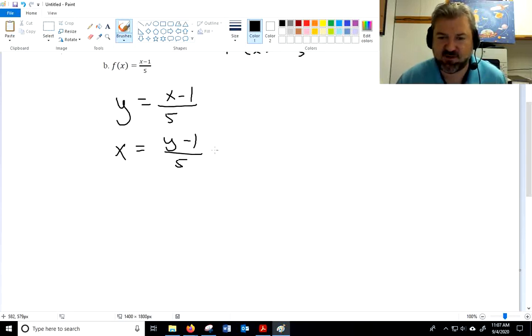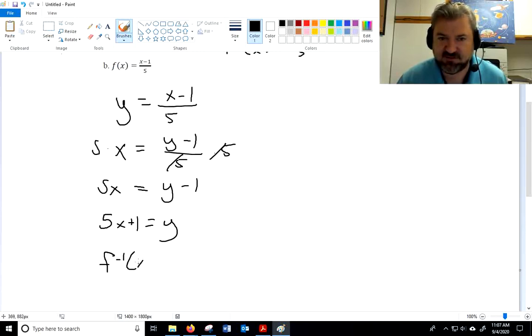But I need to solve for y to get in function notation, so I'll multiply both sides by 5, and I get 5x is equal to y minus 1. And then I'll add 1 to both sides, and I get 5x plus 1 is equal to y. So we now have that f inverse of x must be 5x plus 1.